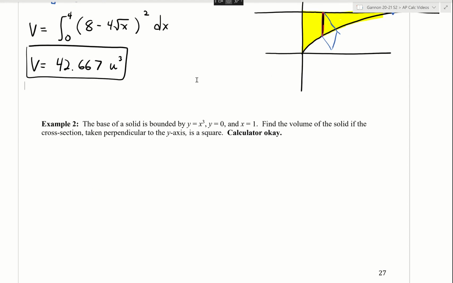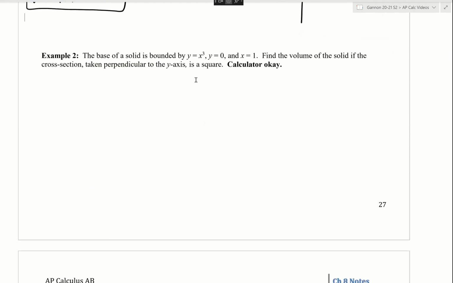Let's go ahead and take a look at example 2. It says the base of a solid is bounded by y equals x cubed, y equals 0, and x equals 1. We want to find the volume of the solid if the cross section taken perpendicular to the y-axis is a square. I would encourage you to pause the video and try this on your own, paying close attention to that piece right there, meaning perpendicular to the y-axis.